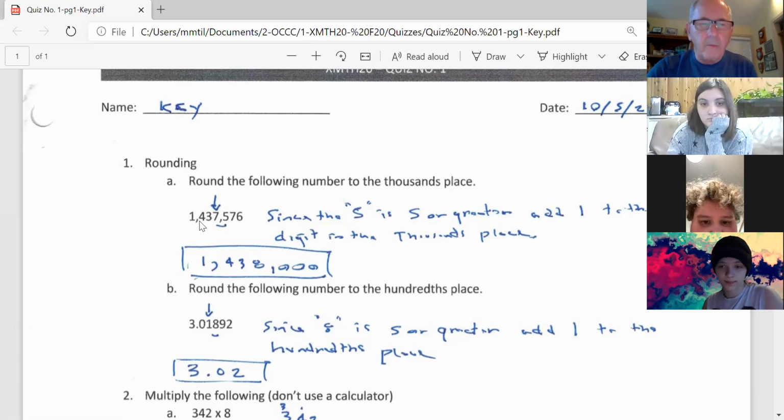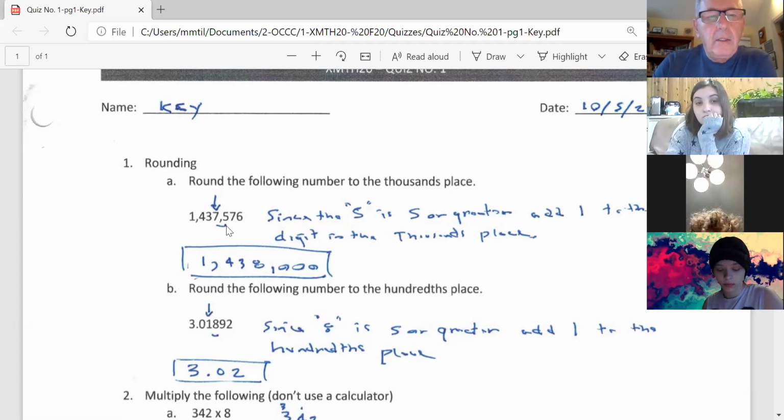Everyone got that? Let's look at this thing and pretend we're rounding to the nearest hundreds. Okay, look at this 5. That's the 100th column. Look to the right. What am I going to do in this case? Am I going to change that 5 or leave it? Change it. You're going to change it, right? You're going to add 1 to it. So can somebody tell me what that new number would be then, rounded to the hundreds place? 1,437,600. Perfect. Okay, that's exactly what I want to see. Okay, that's how you do that.